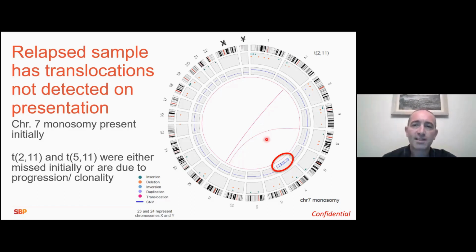But we also detected 2 translocations that were not found upon the initial presentation. That is this chromosome 2 to 11 translocation and 5 to 11. So this suggests that traditional cytogenetics is not sensitive enough to detect these, or that these translocations were present in a very low clonal population that has now taken over, suggesting that optical genome mapping could also be used to track progression of the disease.